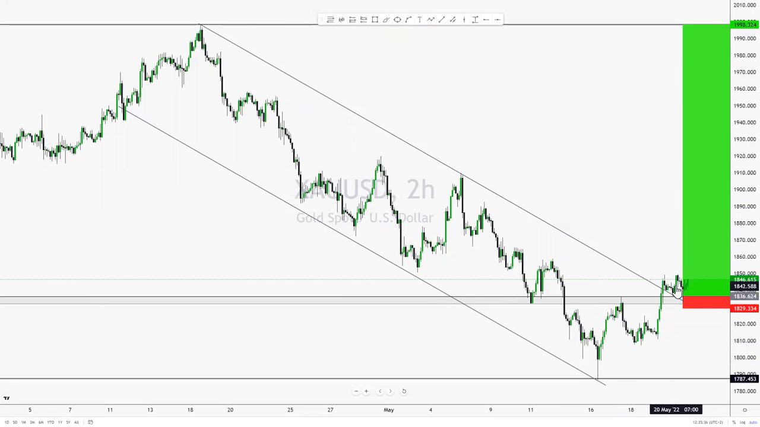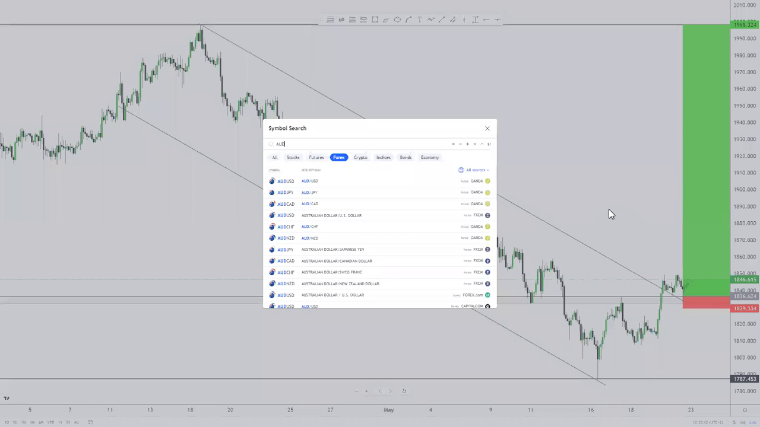I will take the same trade and I will show you how it played out. So let us go on AUD USD.